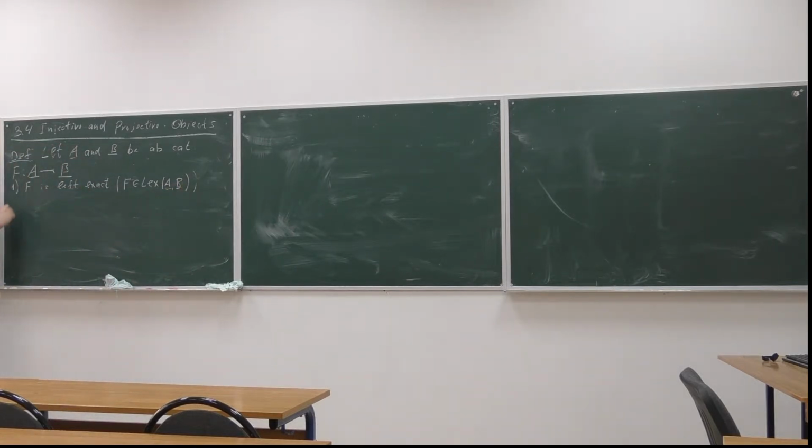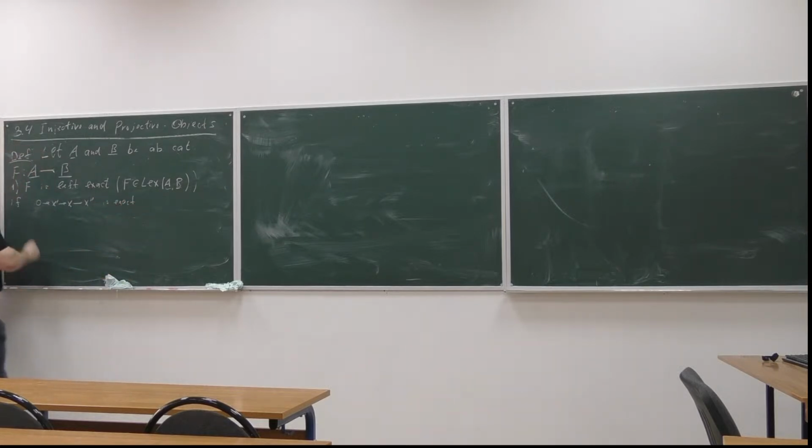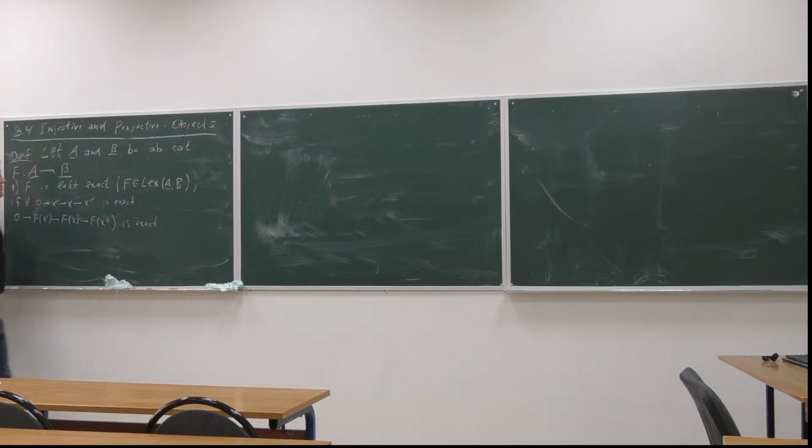If we have the following property: for any short left exact sequence like this, the sequence that you obtain by applying functor f is still exact. So that's the definition of a left exact functor. Equivalently, you can say that x prime is the kernel of the next map, so this functor preserves kernels.